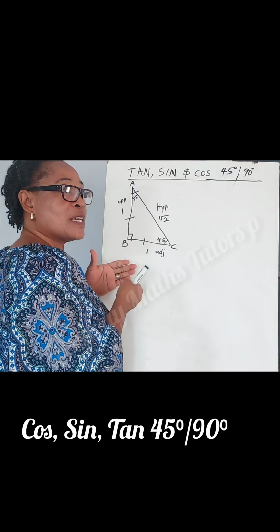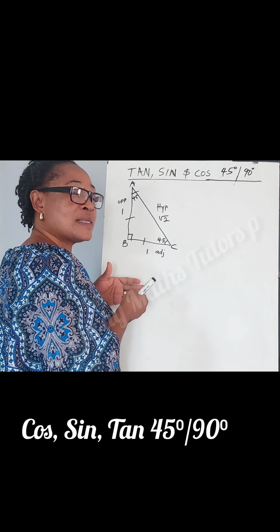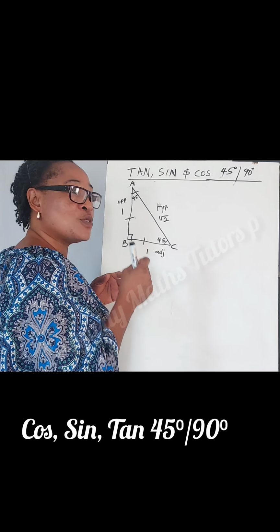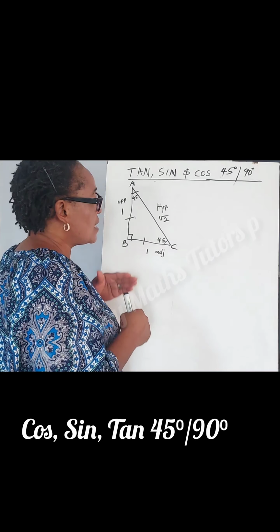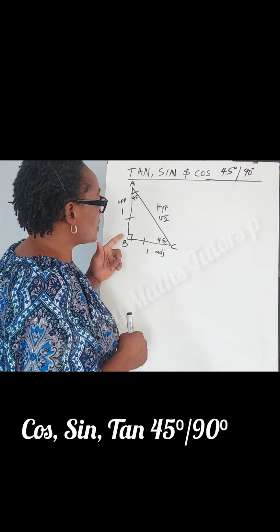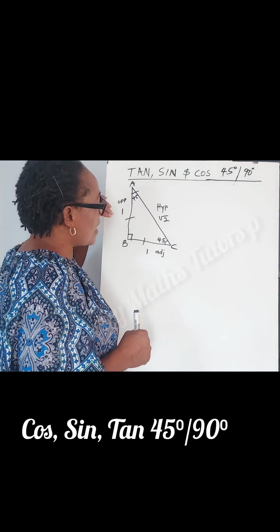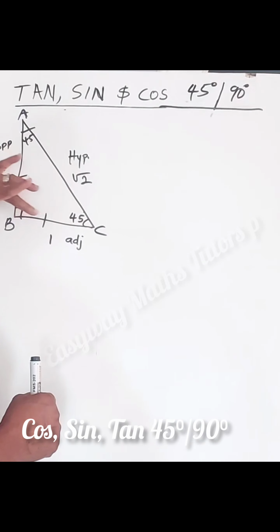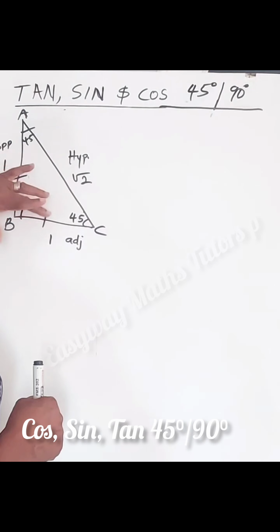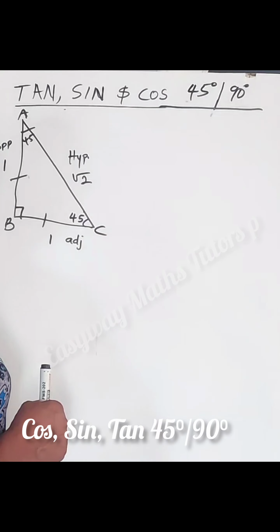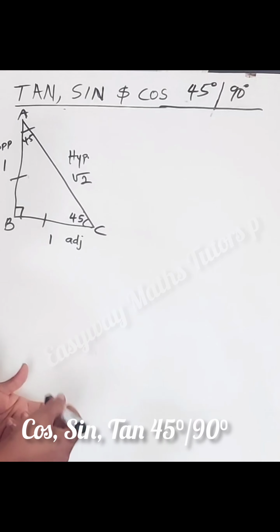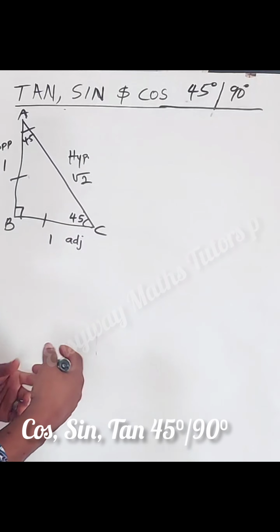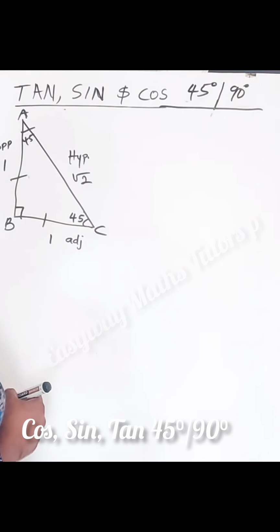The other one, in the case of angles 30 degrees and 60 degrees, we used an equilateral triangle, that is, the three sides are equal. This isosceles triangle now, only two sides are equal. The two sides AB and BC are equal. So that is the type of triangle we are going to use to get the values of cos 45 and cos 90, sine 45, sine 90, tan 45, tan 90.